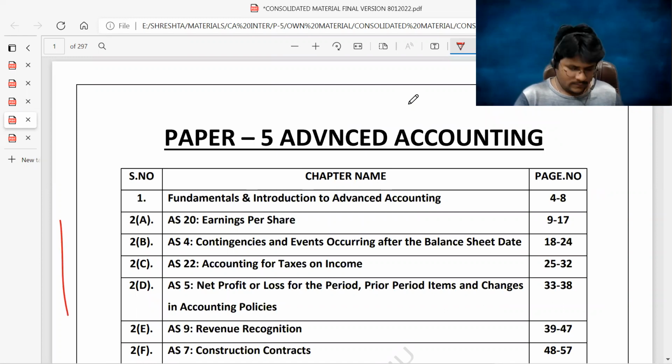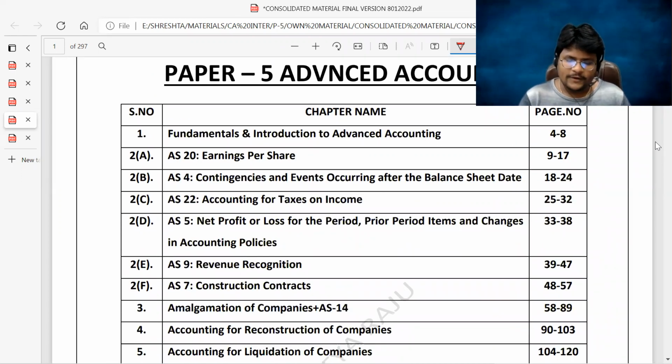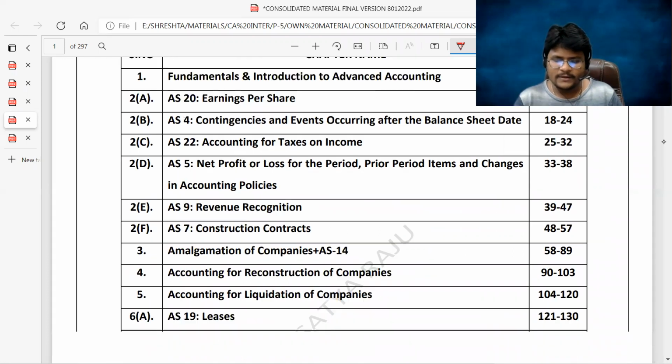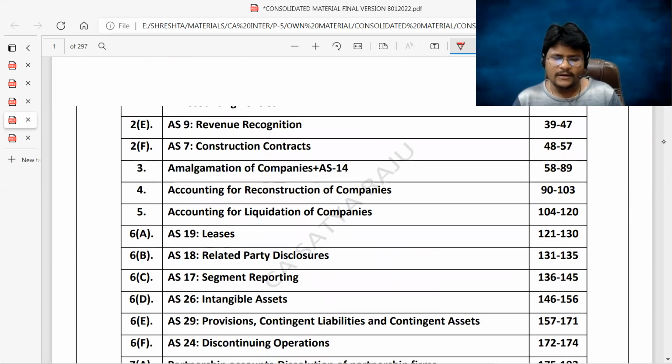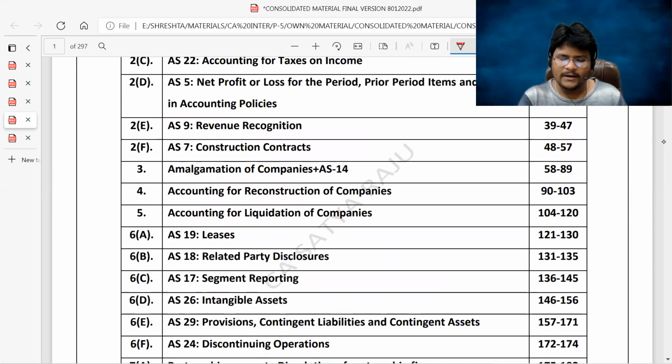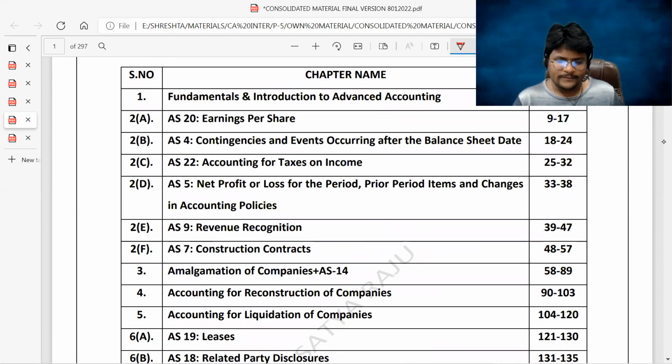In the index, under the first set of accounting standards, from AS20 to AS7, those are the first set of accounting standards. Then we are starting with a new chapter, that is amalgamation of companies. This is the end of the first set of accounting standards. After a few big chapters like amalgamation, reconstruction, and liquidation of companies, we will start the second set of accounting standards.